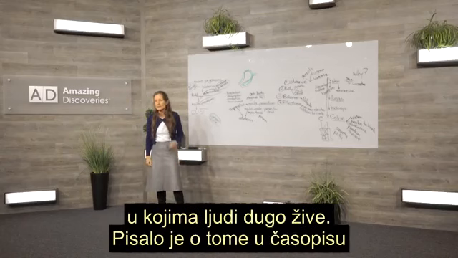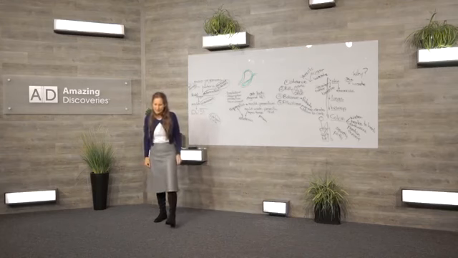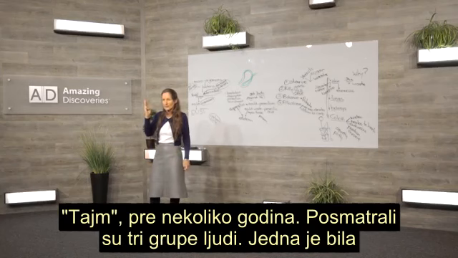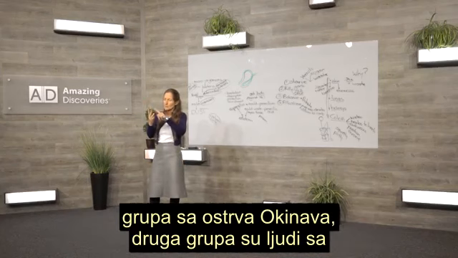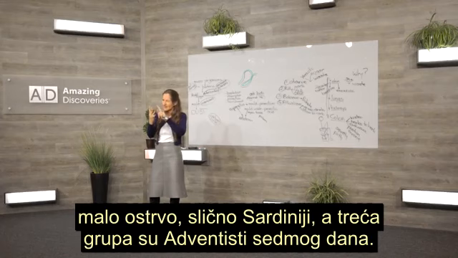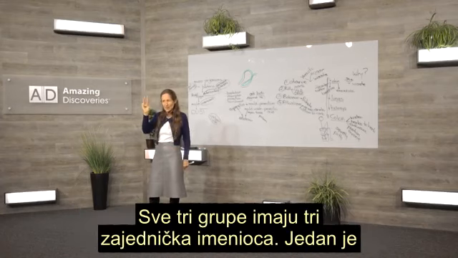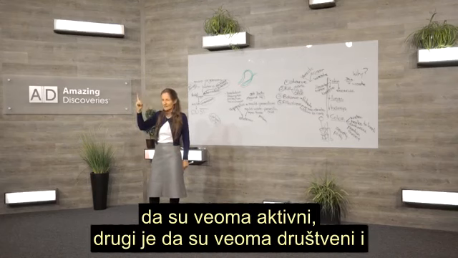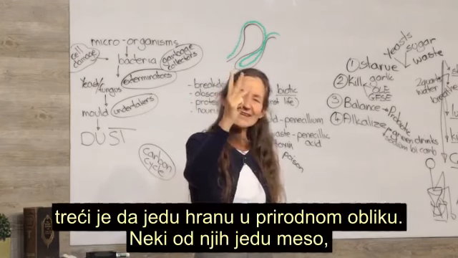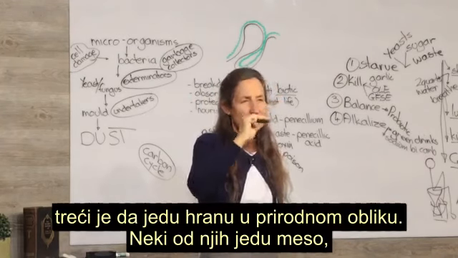And there are countries in this world today, there are cultures that live long life. And you might have seen that in Time magazine a few years ago. They looked at 3 groups of people. One was the Okinawans, one was the Sardinians. The Okinawans were a Japanese group of people on a little island, similar to the Sardinians, and then the Seventh-day Adventists. Now, they had 3 common denominators. One was, they're very active. The other one was, they're very social. And the other one was, they eat food in its natural state.